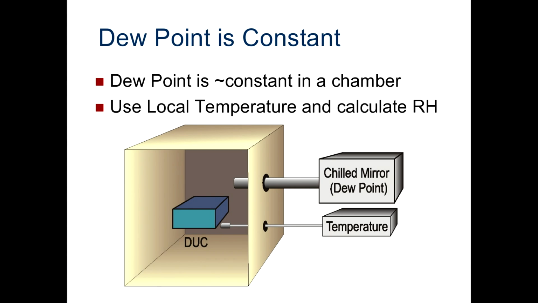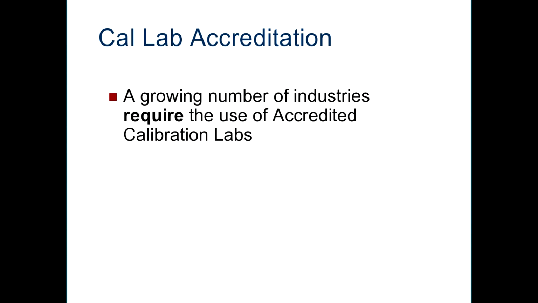The dew point is constant throughout the chamber, and by knowing the temperature right at the device being calibrated, we can calculate the exact relative humidity right at the point of the device that is being calibrated. We can then use this as the reference value for the humidity calibration, and this can result in very accurate relative humidity calibrations. A growing number of industries require the use of accredited cal labs.